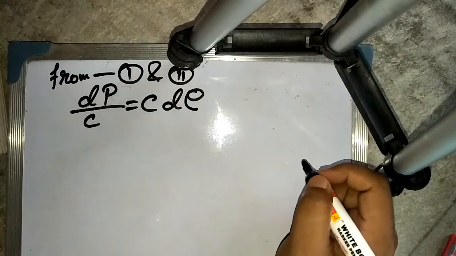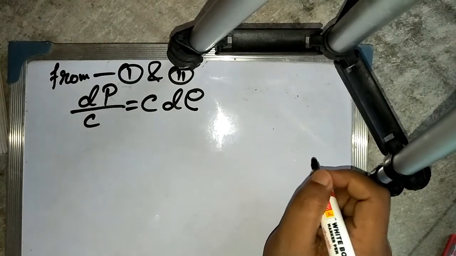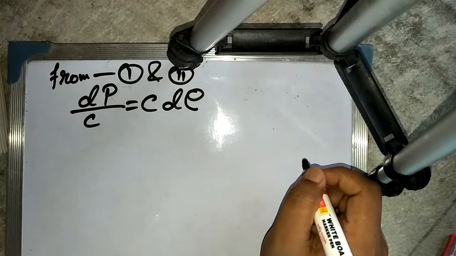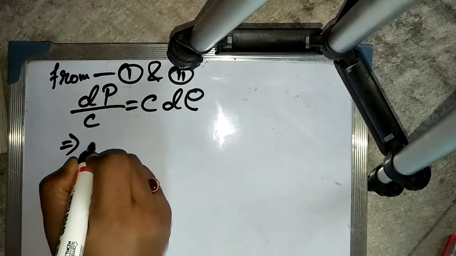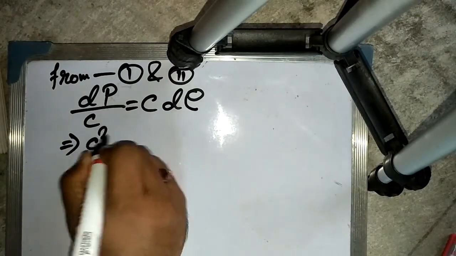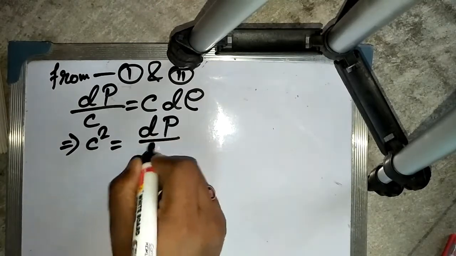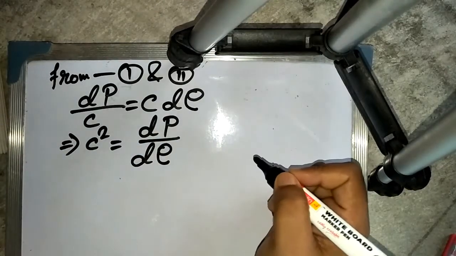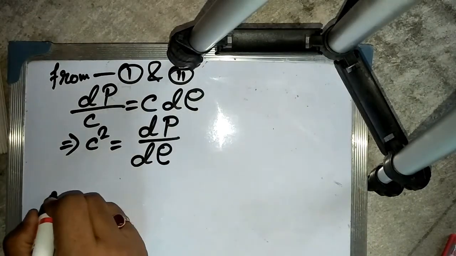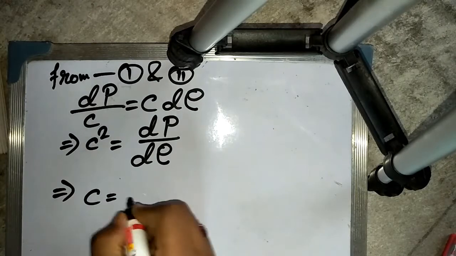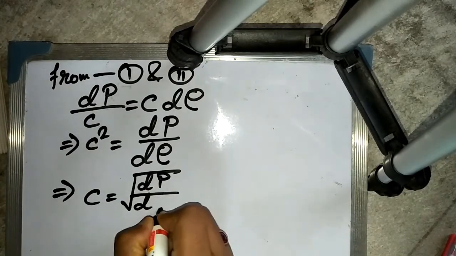So from equations 1 and 2, that means from the continuity equation and from the momentum equation, we get dP by C is equal to C into d rho. So that means C square equals dP by d rho. Okay, C square equals dP by d rho, or we can write C is equal to root over dP by d rho.